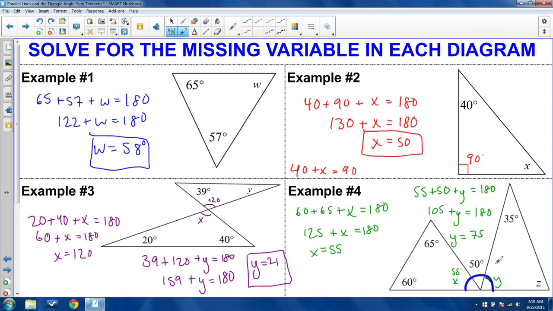Still not done. We still have to find out z. So y is 75 degrees. We know this is 35. Now we can find z. 75 plus 35 plus z equals 180. 110 plus z equals 180. And z equals 70. So there was a little bit of connection work to be done, understanding other principles such as straight angles, vertical angles, right angles, and not much to be done there. But a lot of different examples where it gets more complex.